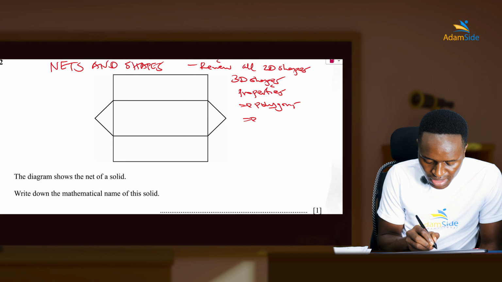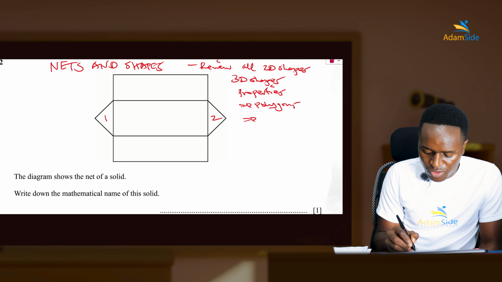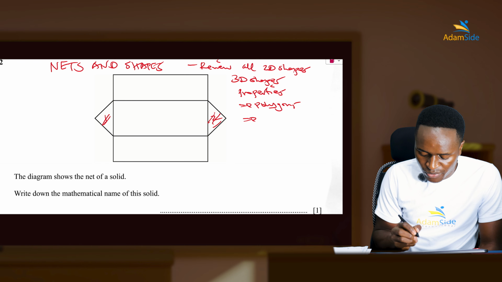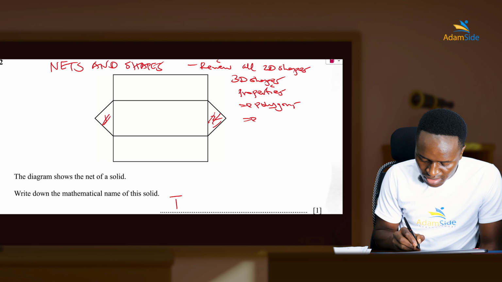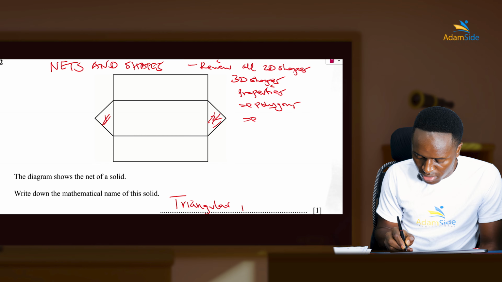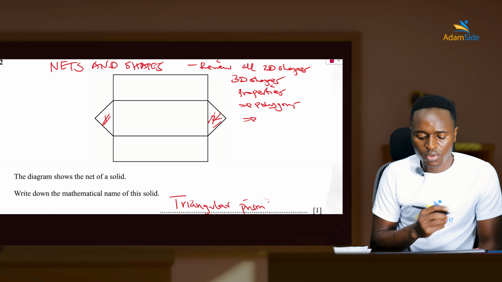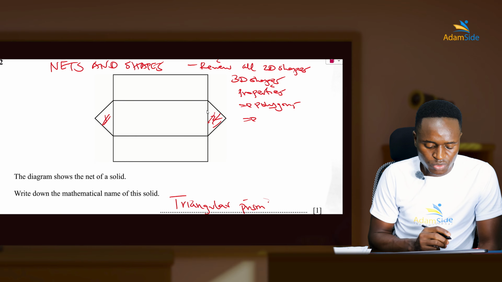So it has a similar face. This one is equal to that one. And then we see they are rectangular. We say this is triangular. We know that this is a prism. Triangular prism. Correct. Very important. Question number 3.